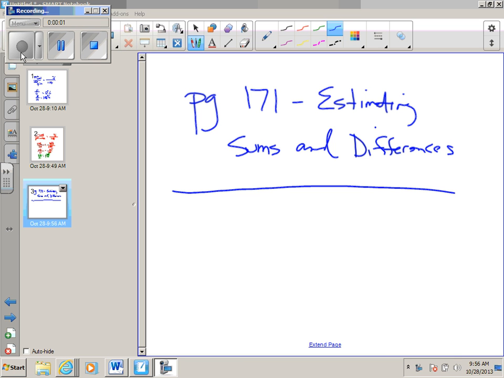Estimating sums and differences, page 171, lesson 4-1, October 28th. Skip anything. We are right on task here, right on target. We're good.